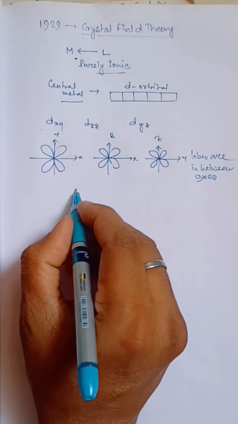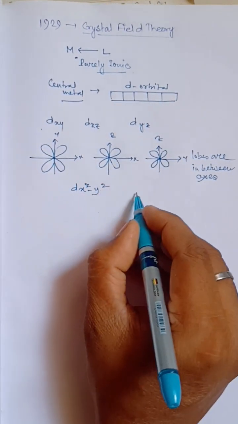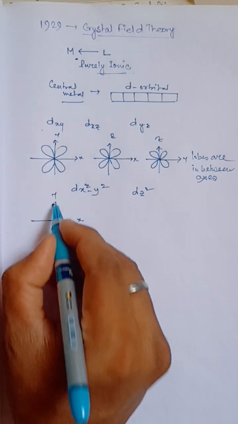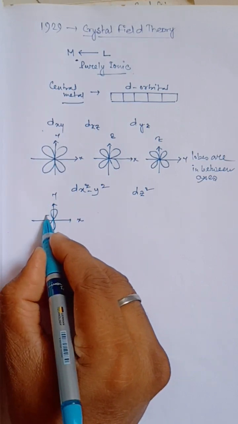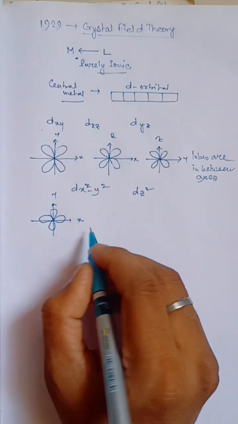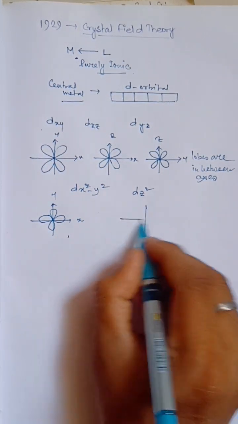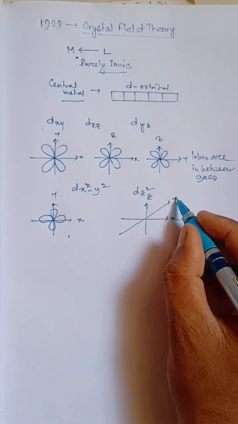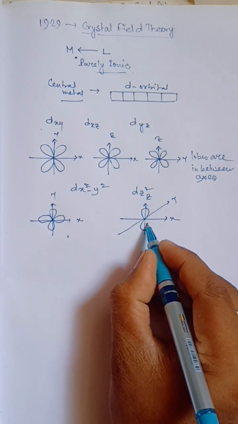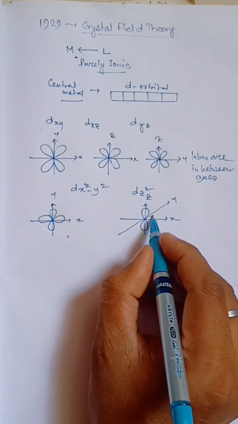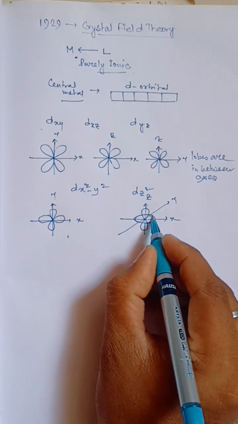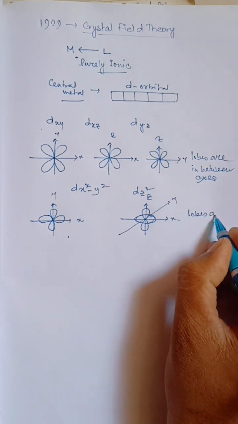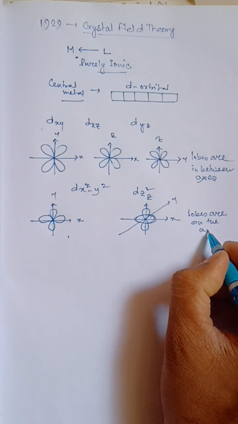Okay. Now dx square minus y square, and another is dz square. Suppose this is the x axis and this is the y axis. So the lobes are on the axis. And for dz square, suppose this is z, this is x, and this is y. So the lobes are on the z axis, and suppose a ring is there. This is the ring. So this is dz square. Here the lobes are on the axis.